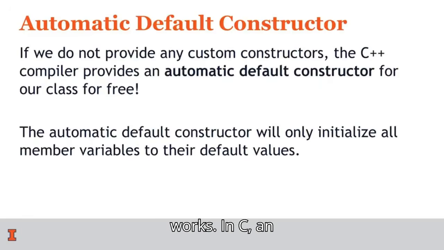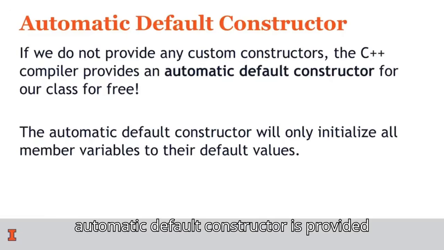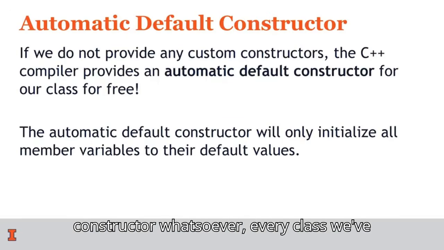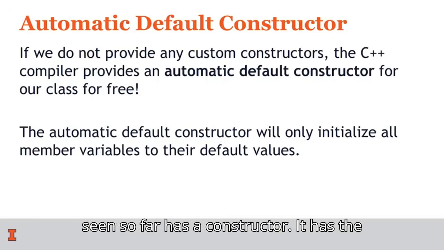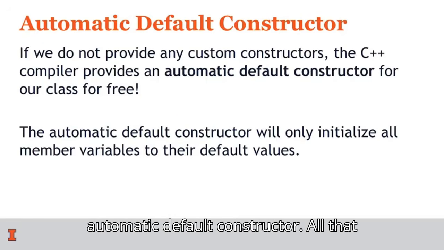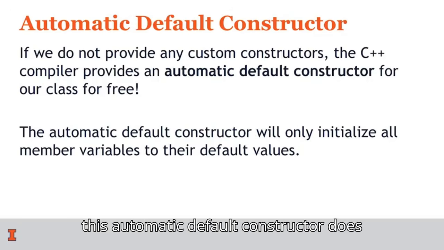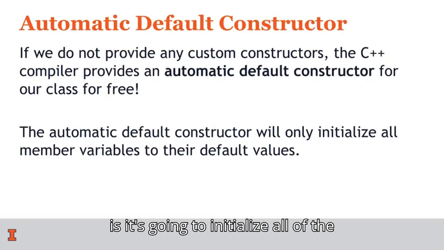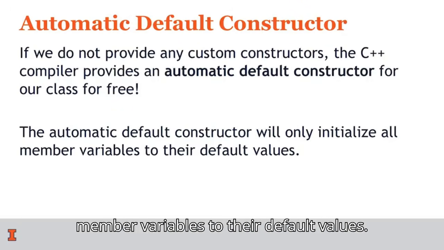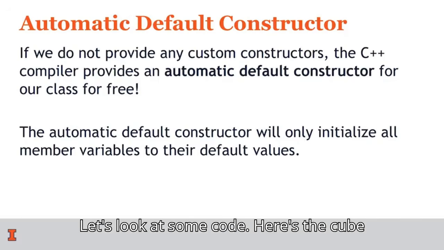In C++, an automatic default constructor is provided for us if we haven't defined any constructor whatsoever. Every class we've seen so far has the automatic default constructor. All that this automatic default constructor does is initialize all of the member variables to their default values. Let's look at some code.